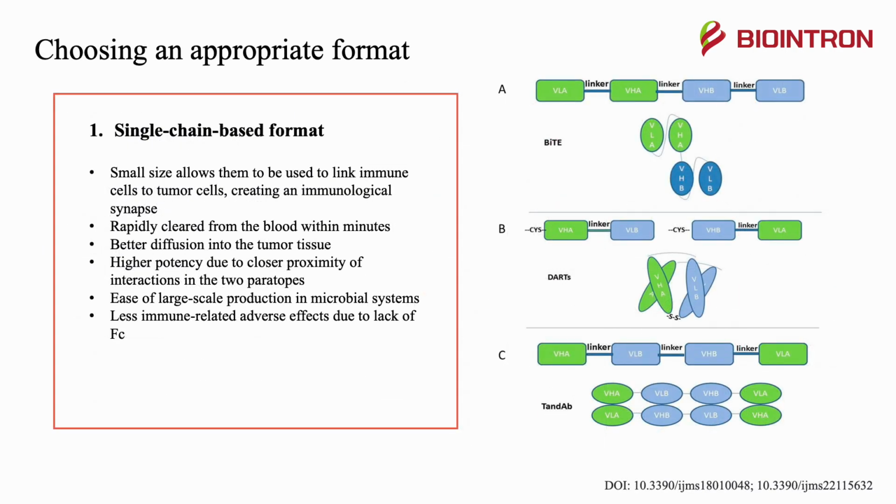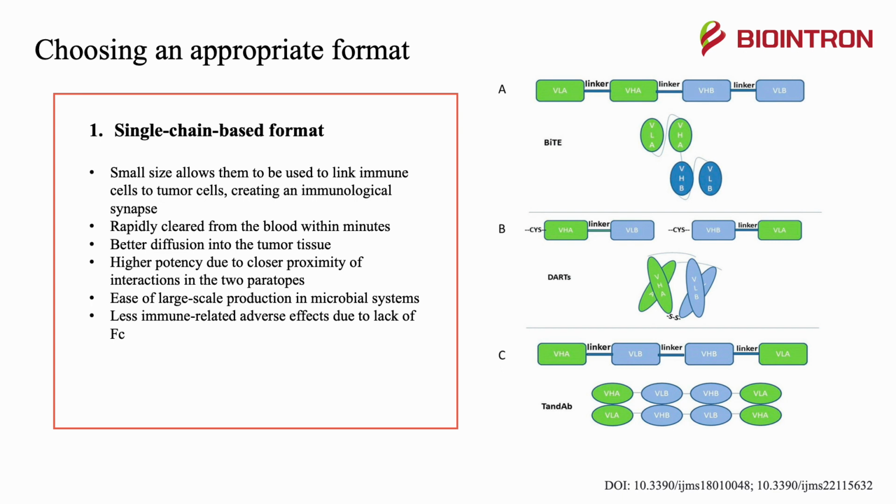The format of a bispecific antibody will depend on the research purpose and aim, with the two main categories being the single-chain-based format and the IgG-based format. The IgG-based format can be further categorized into asymmetric and homodimerized formats. Presence of Fc regions, symmetry, specificity, and number of binding sites can be very different between bispecific antibodies.